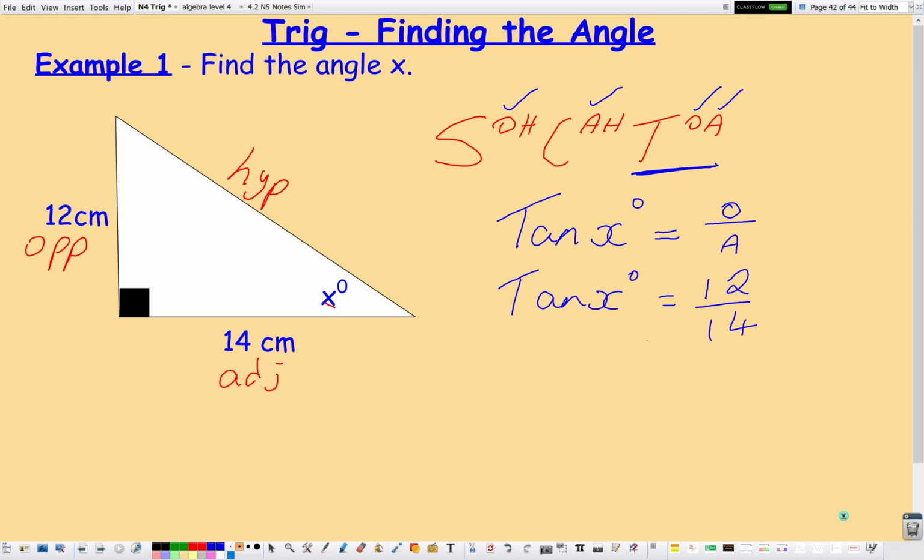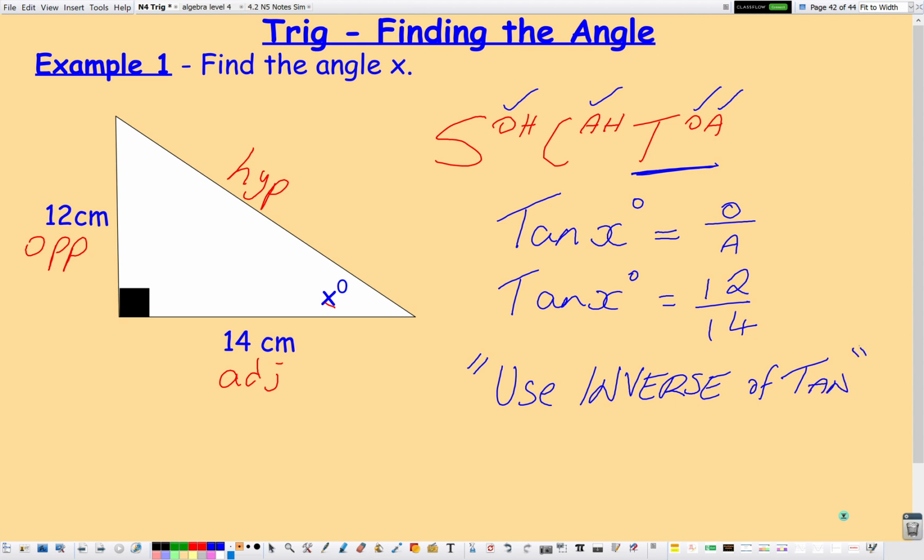Now this is quite hard for me to show you without being in person, but what we have to do now in order to solve for x is use the inverse of tan, right?